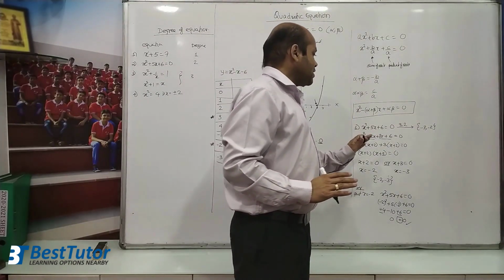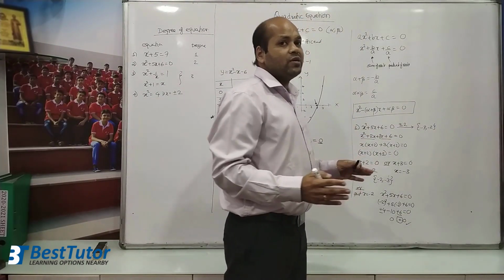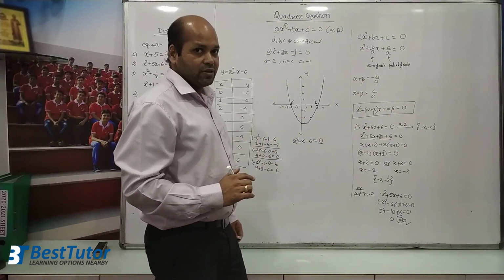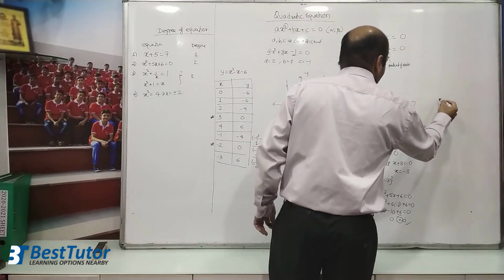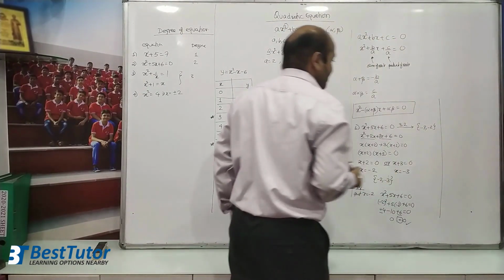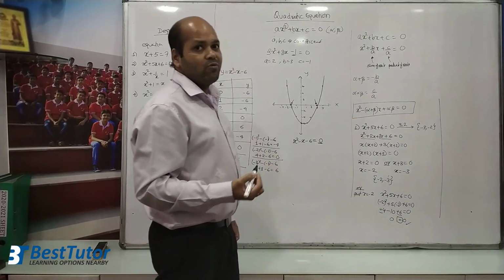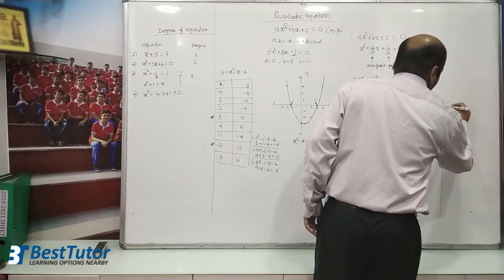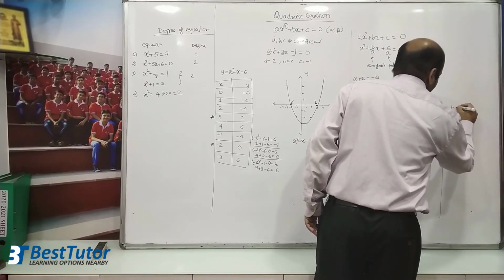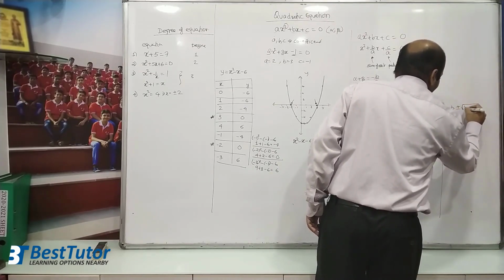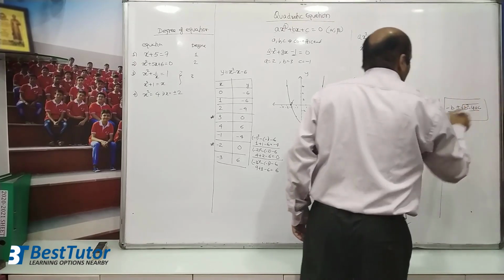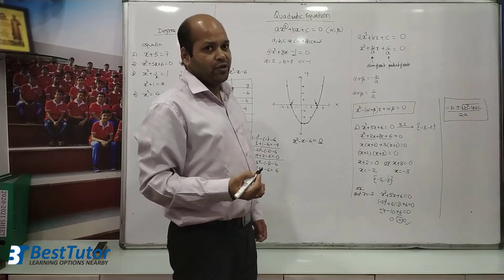Let's say a question is given and you don't know which two numbers give the product as this value and sum as this value. Then how to solve it? In that case, we have another method, that is, you have to use the direct formula of the quadratic equation. The direct formula is minus b plus or minus root of b square minus 4ac upon 2a. A direct formula to get the roots of the quadratic equation.